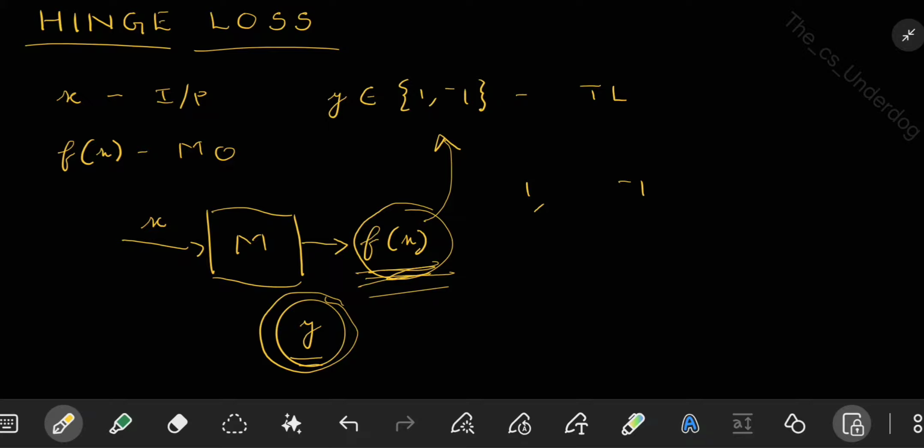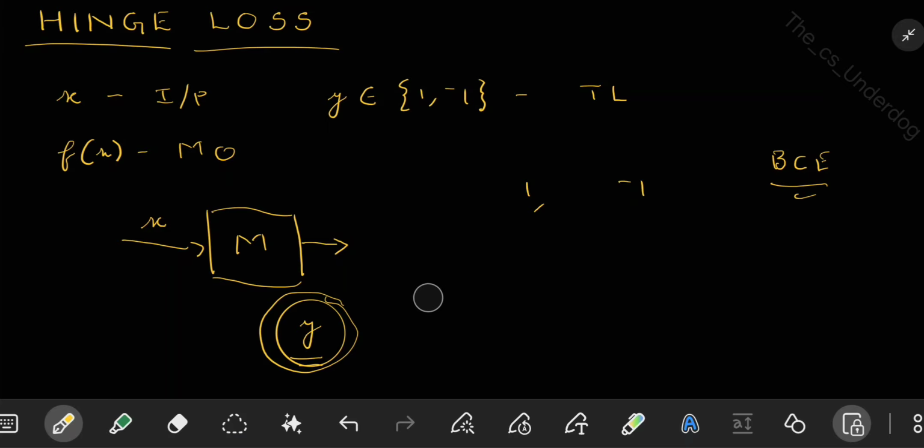Then what is it going to be? This is what makes hinge loss special. One point you have to notice: when we were using binary cross entropy in the last lecture, what was the model output? The model was outputting the probability that this particular input x belongs to class 1. This is what, in binary cross entropy, the model was outputting.